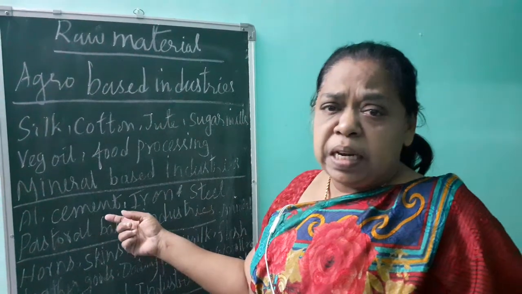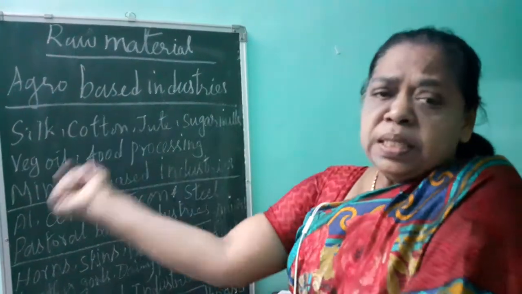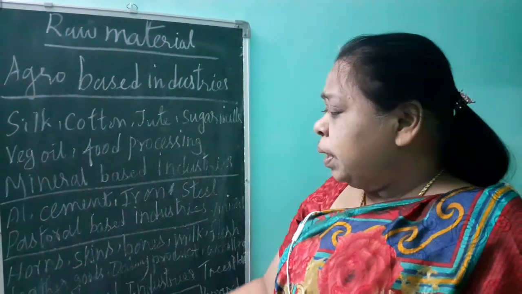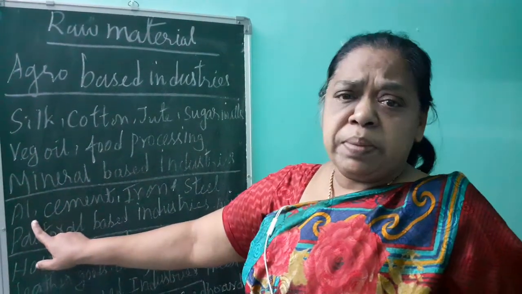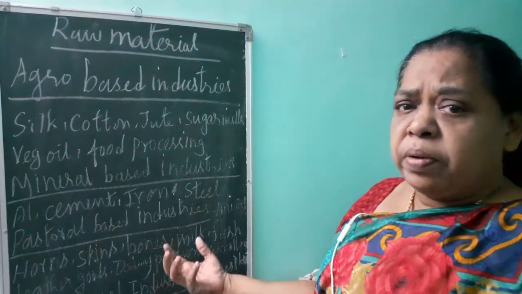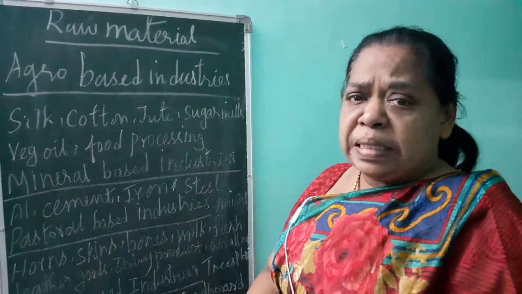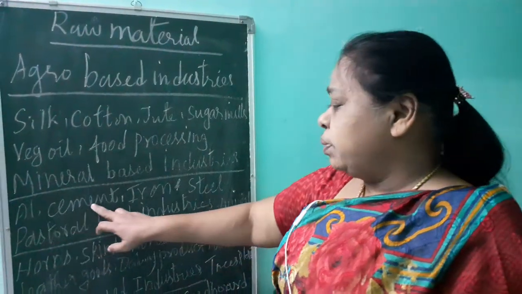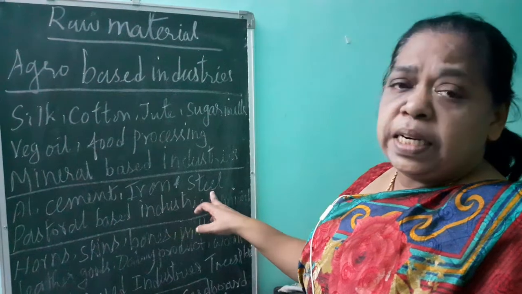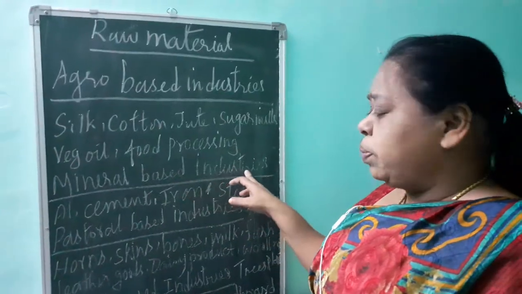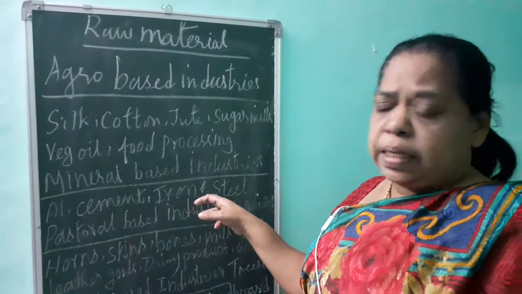Second one is the mineral-based industry. In these industries, the raw materials are minerals. Aluminium is a mineral which is used for making the utensils. In our home we are using the vessels, that is called the utensils. Aluminium industry, cement industry, iron and steel industry. These are called the mineral-based industry because the raw materials are minerals.